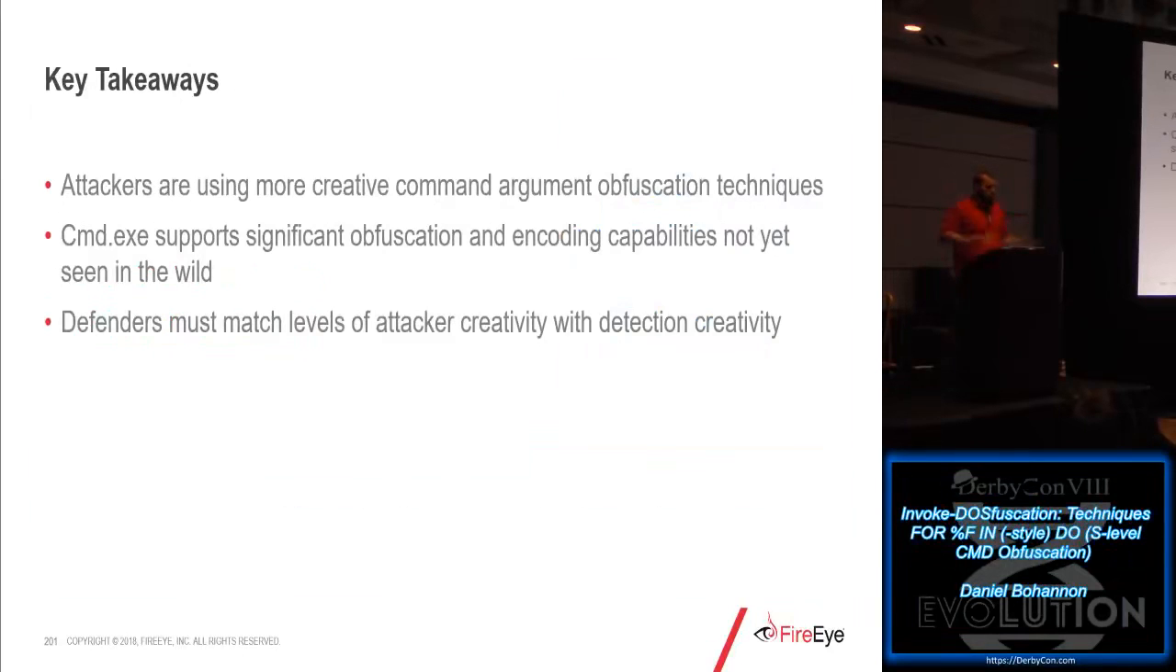So, final thoughts, key takeaways. Attackers are still using interesting obfuscation techniques. Some of them are being very tasteful and creative in what little things they're obfuscating, as opposed to obfuscating all the things. The second one is that Command.exe is still surprisingly awesome at a lot of these little lesser-known, hopefully now more known techniques for things like substrings and replacements.